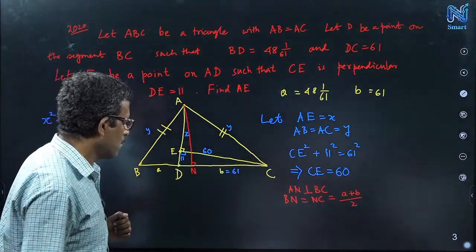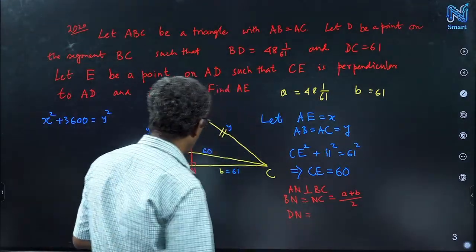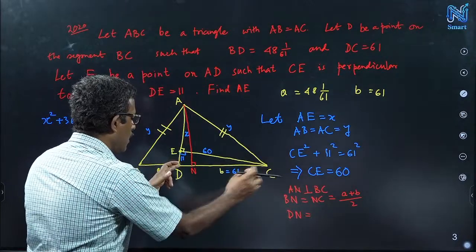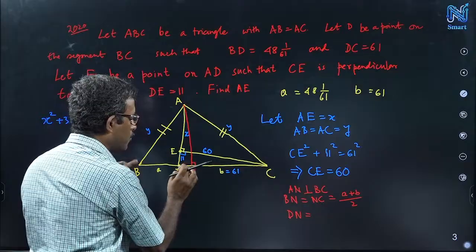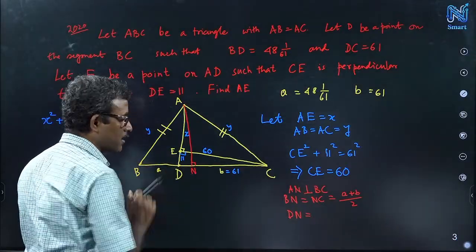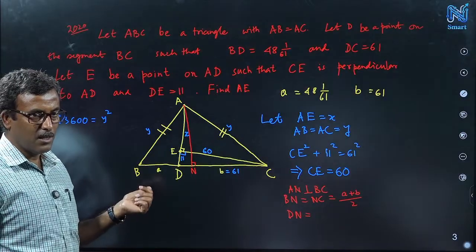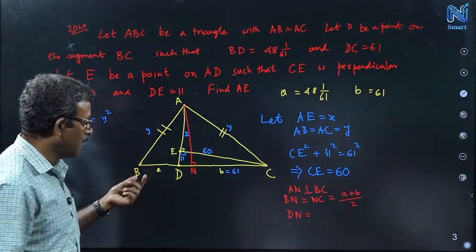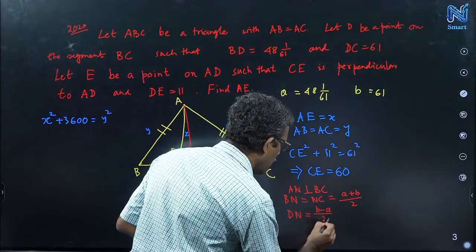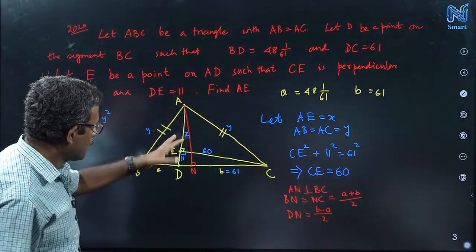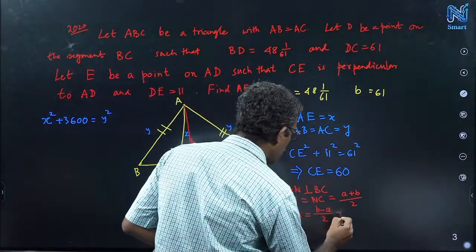What is DN now? This is A, this is B, this is A plus B, so this is A plus B by 2. Now A plus B by 2 minus A. What is that? It is B minus A by 2. Now take this at the end as H, right? Take this as H.